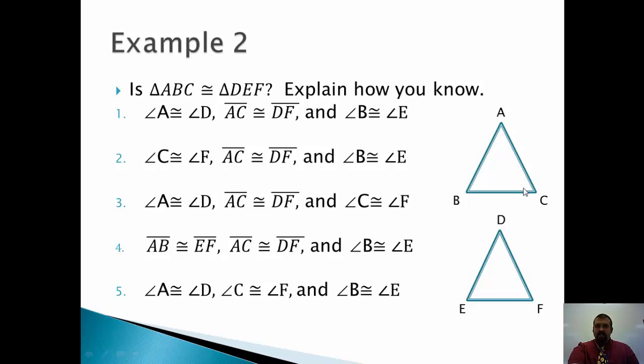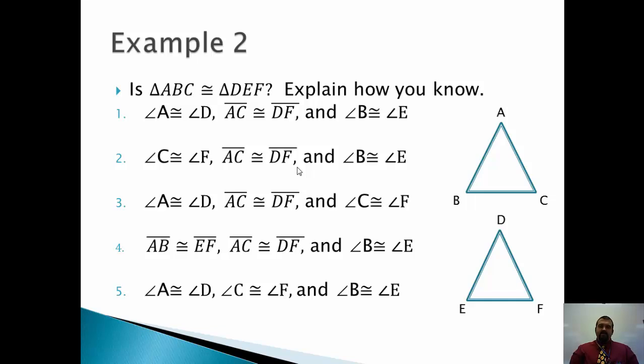Alright, how about angle C, angle F, segment AC, segment DF, and angle B and angle E? Well, if I look again, I have angle E and F and segment DF, so angle, angle, side. I have angle B and angle C and segment AC, angle, angle, side. Yep, 1 and 2 are congruent, both for the same reason, because angle, angle, side.